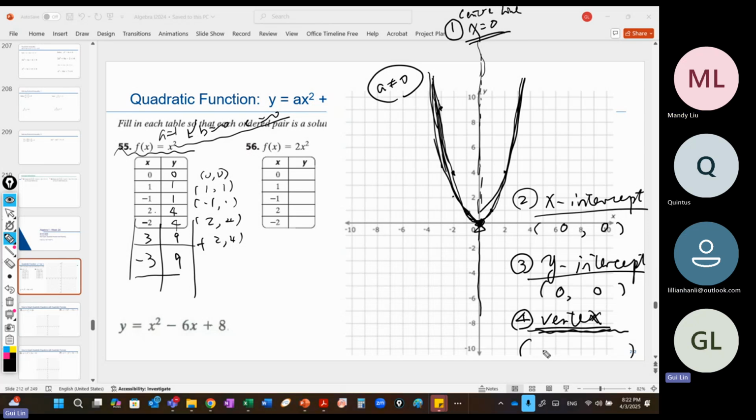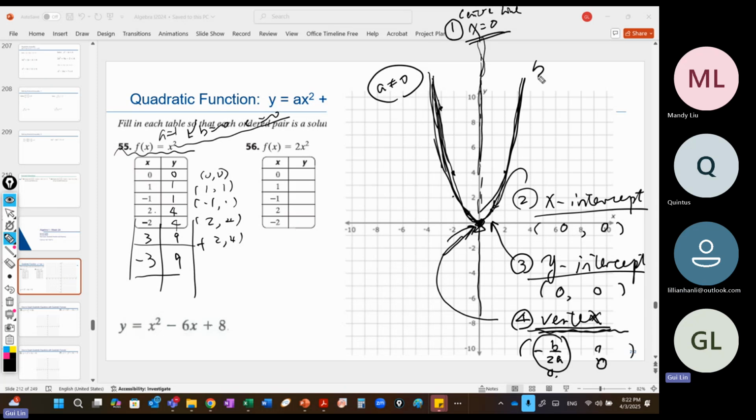So x always equals negative b over 2a. Here it equals 0 because b equals 0 and a equals 1, right? You just plug it in: negative b divided by 2a. So in this case, y also equals 0. This is the vertex, and this is also the y-intercept, this is also the x-intercept, and this is the center line.